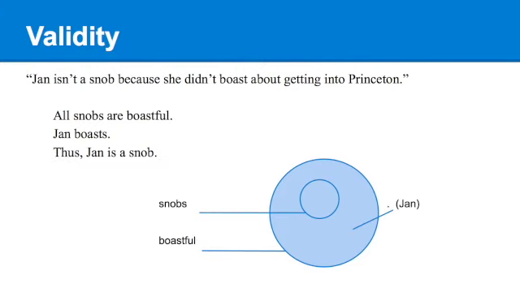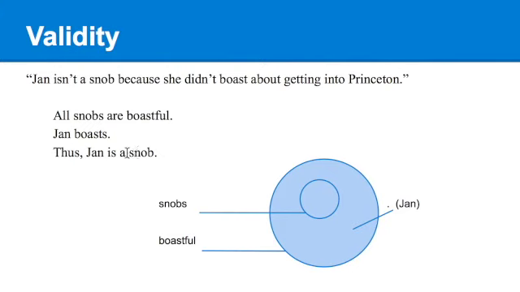Okay, so here's what I came up with. All snobs are boastful, so the first term belongs to the second term. Snobs should be the small circle and boastful is the larger circle. Okay, all snobs are boastful. That means there are some boastful people that are not snobs, and that might be the case for Jan. She boasted, that was the minor premise. And so I put her outside the snob circle because that is not what the minor premise says. It just says she boasts, it does not say she's a snob necessarily. So I put her outside the snob circle, but inside the boastful circle.